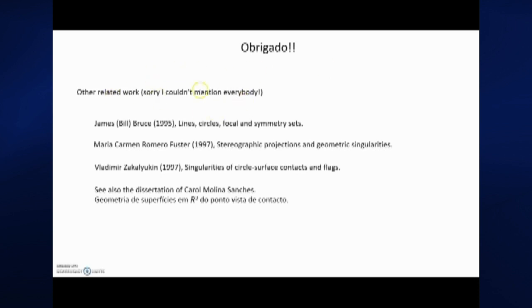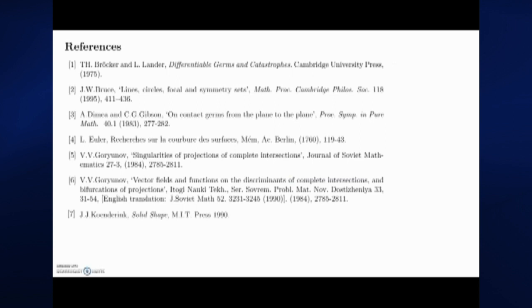Sorry I couldn't mention everybody in the talk. Notable papers include that of Bill Bruce, line circles, focal and symmetry sets, Maria Carmen Romero Fuster, stereographic projections and geometric singularities, and also Vladimir Zakalyukin on singularities of circle surface contacts and flags. There's also a master's dissertation in Portuguese of interest by Carol Molina Sanchez. Here are some references.